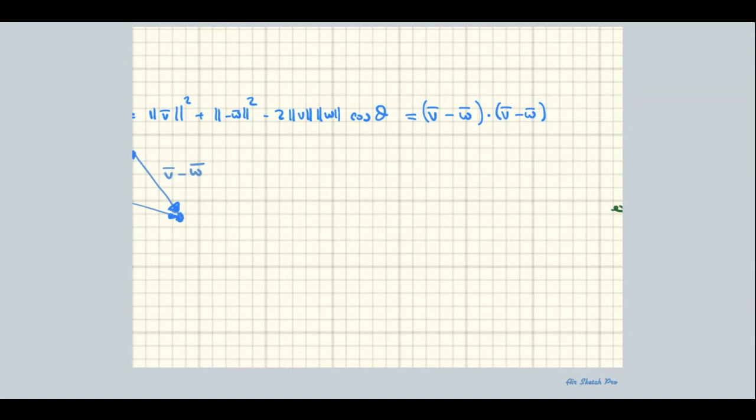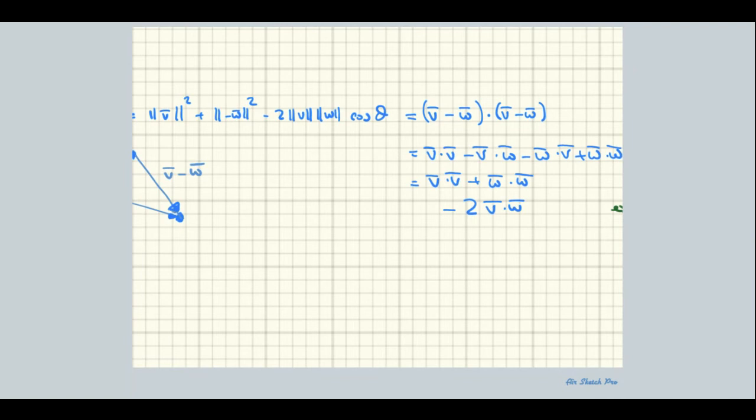So we can equate this thing that came from the law of cosines with the dot product, which we can now calculate, because one of the nice things about the dot product is it distributes, just like any other kind of multiplication. And so when we look at this, this is V dot V minus V dot W minus W dot V plus W dot W. This is V dot V plus W dot W minus 2 V dot W.